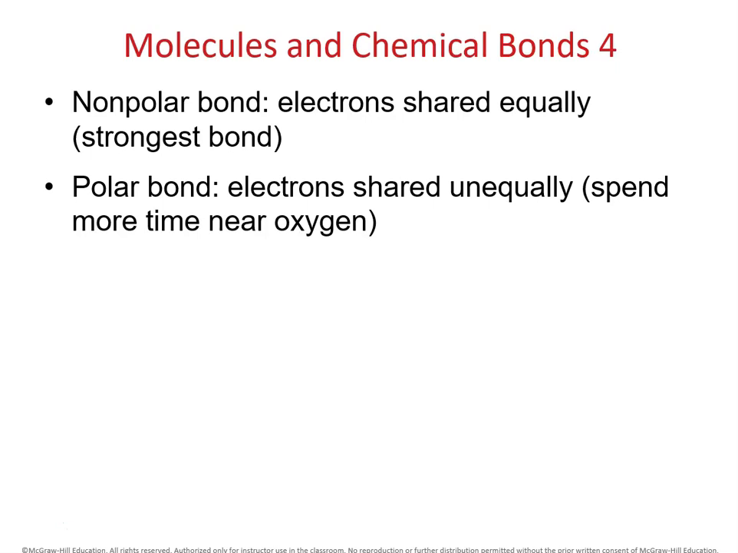Covalent bonds, where electrons are shared, can be either nonpolar or polar. Nonpolar is when the electrons are shared evenly, and polar is when the electrons are shared unevenly. So I want to give you an analogy for a polar bond.